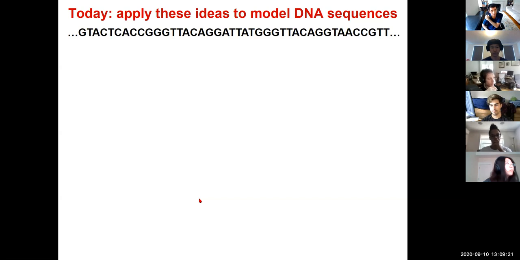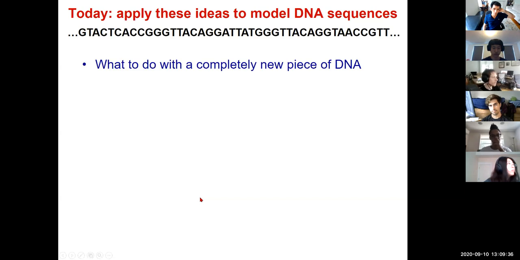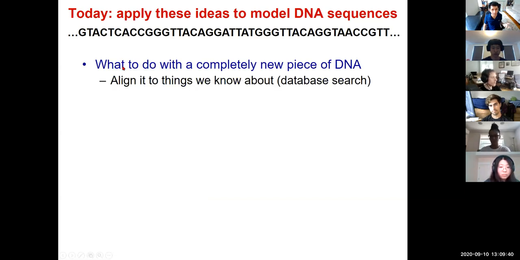something about that sequence. So what are some ideas about what you would do if there's a virus going around and you find a new DNA sequence in the genome of some patients? What would you do with that sequence? So the first thing that you can do is basically align it to things that you know about. So that's database search. That's what we saw about last time.